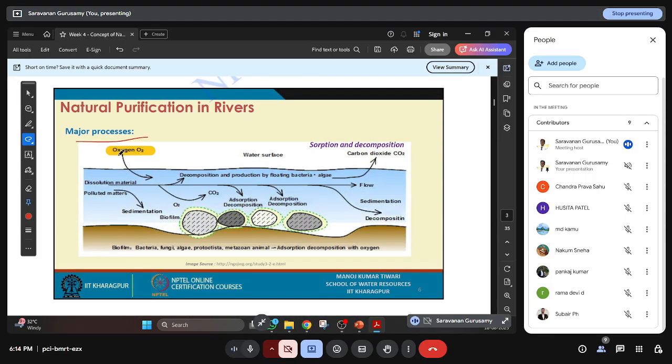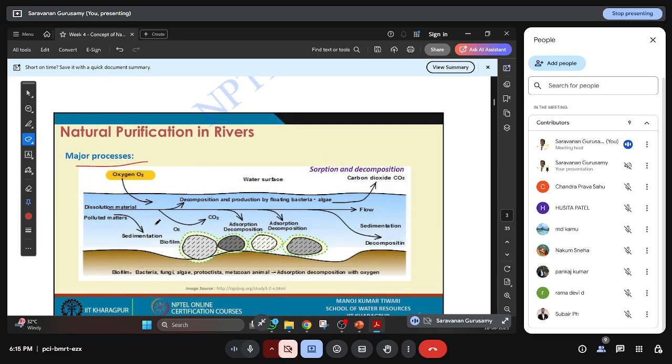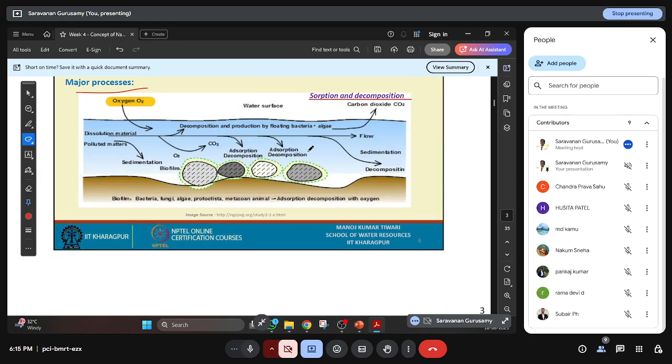See, the major processes: oxygen from the atmosphere is coming into the water, and you can find pebbles having biofilm at the surface of the pebbles. These biofilms are a consortium of bacteria, a group of bacteria present at the top surface of the pebbles. They take the oxygen in the water and degrade the pollutant. So oxygen will get reduced, but again due to the flow, oxygen will be taken from the atmosphere. This process is called self-purification, sorption and decomposition. We are taking the oxygen, decomposing the organic matter, not we, the river on its own is doing it, and then it's releasing carbon dioxide to the atmosphere.